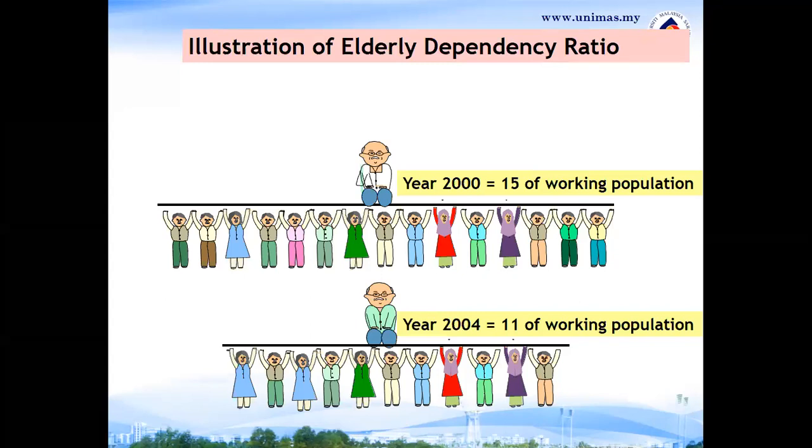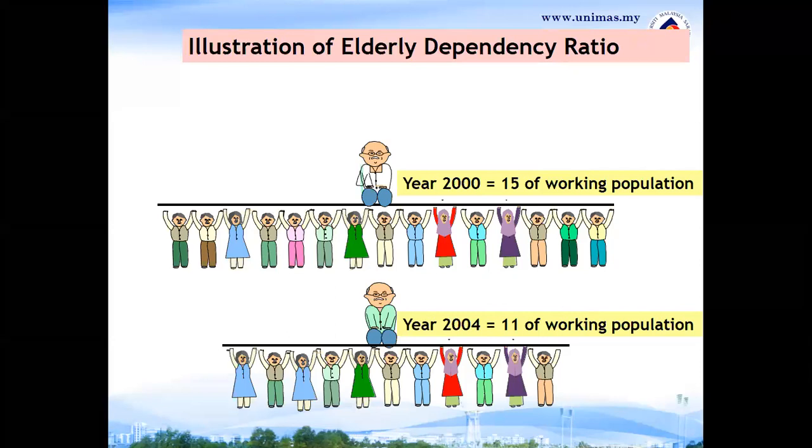But by 2004, the number of old age has increased. So the proportion of working people to support one old person is decreasing, because the number of old age has increased. Right. So less people are supporting one person.